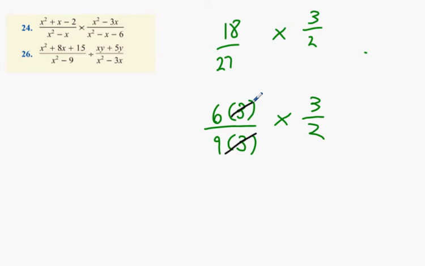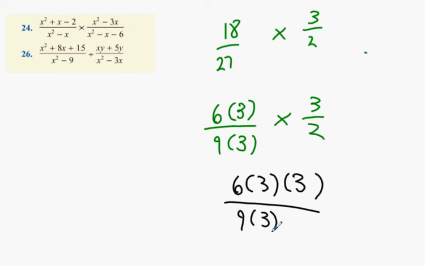I could have cancelled any 3 on the bottom with any 3 on the top, because everything is being multiplied. Technically that line reads this, and the bottom line currently reads that. You agree with that? Everything being multiplied on top, everything being multiplied on the bottom.